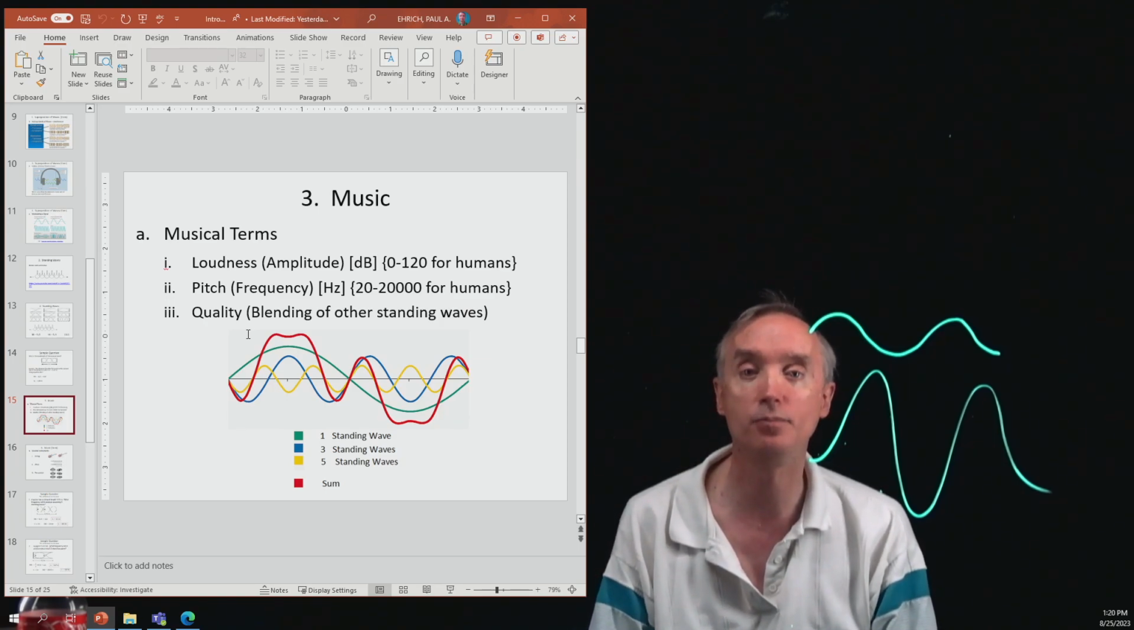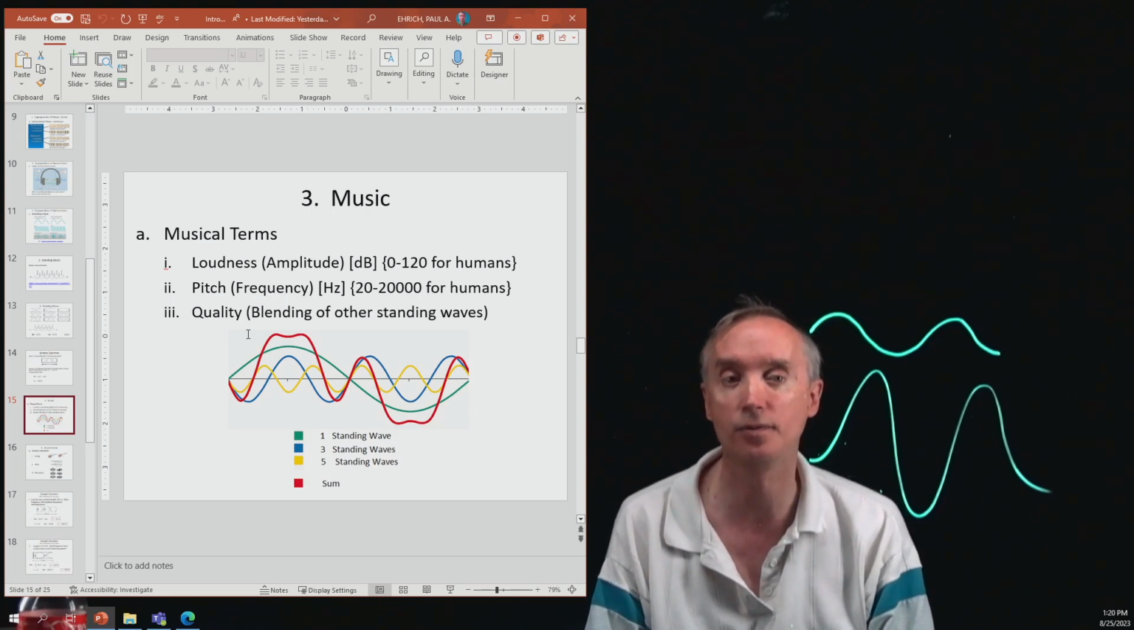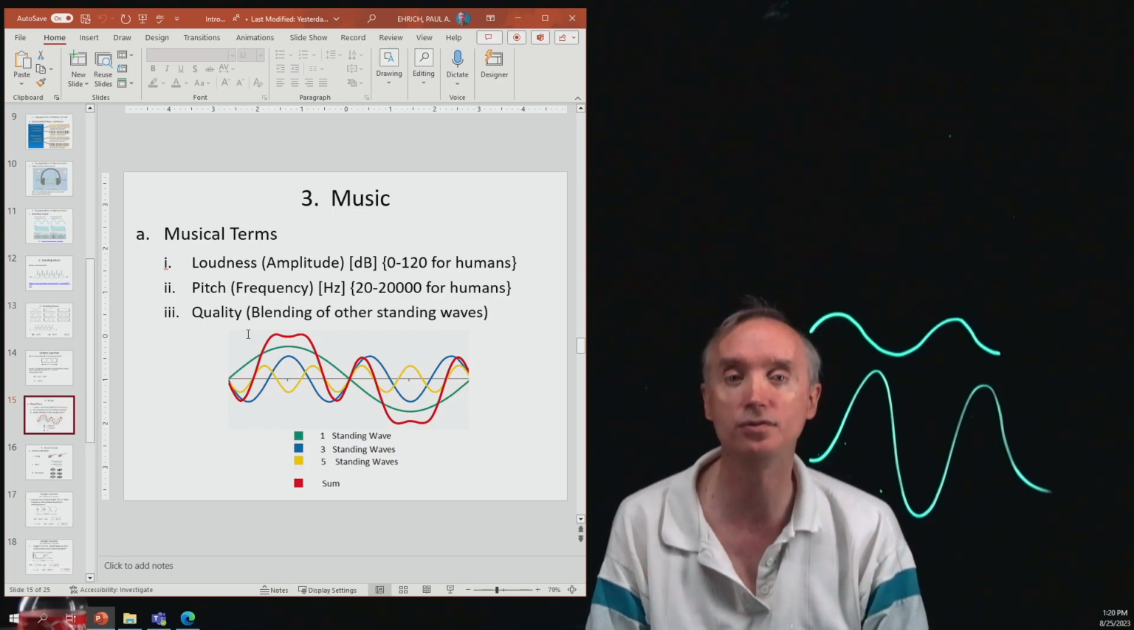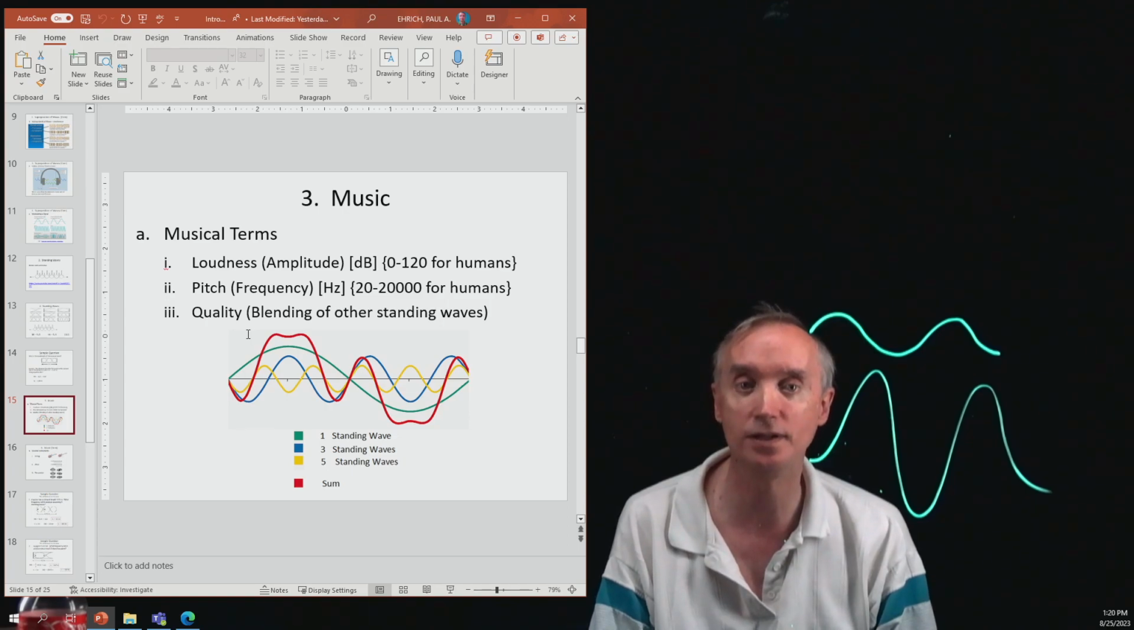Then the pitch of a musical instrument is going to be related to its frequency. So the higher the frequency, the higher the pitch of a musical note. And for humans, we have the ability to hear frequencies from about 20 hertz to 20,000 hertz.